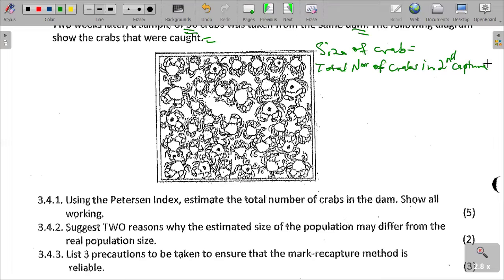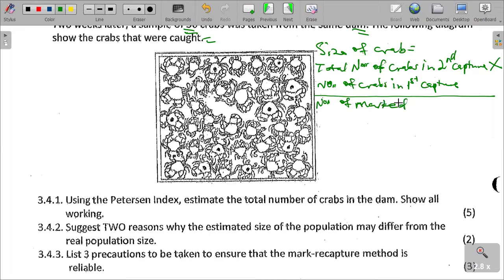multiplied by the number of crabs marked in first capture, over the number of marked crabs recaptured in second capture.